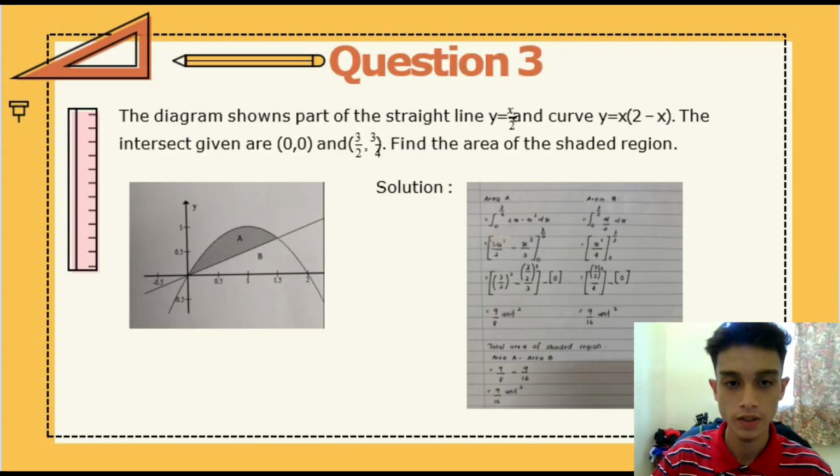Question 3. The diagram shows part of the straight line y equal x per 2 and the curve y equal x squared minus x. The intersections given are (0, 0) and (3 per 2, 3 per 4). Find the area of the shaded region. This is the solution of question 3.